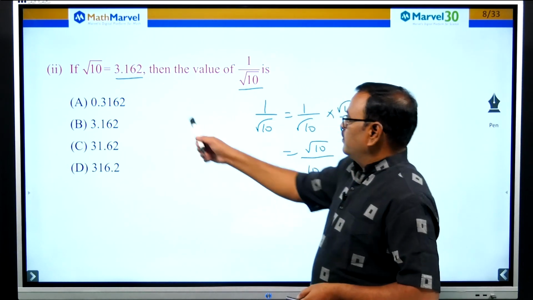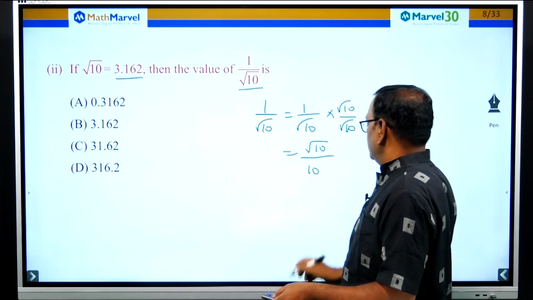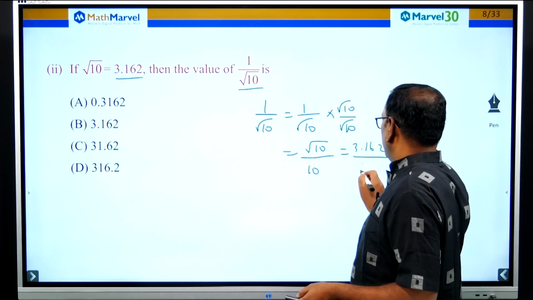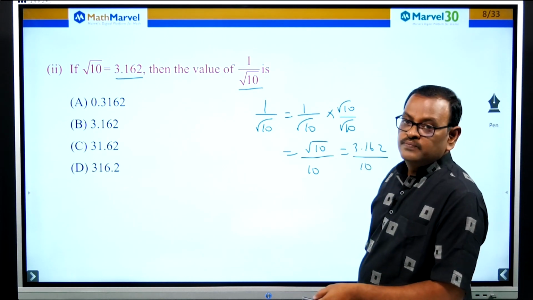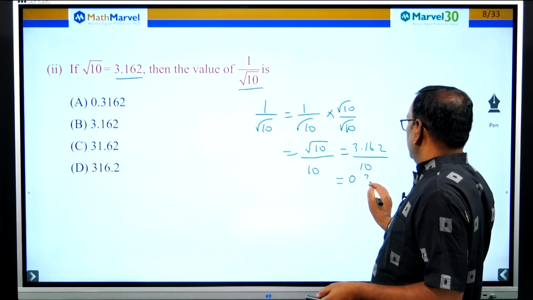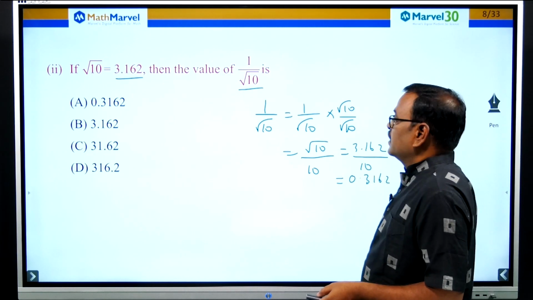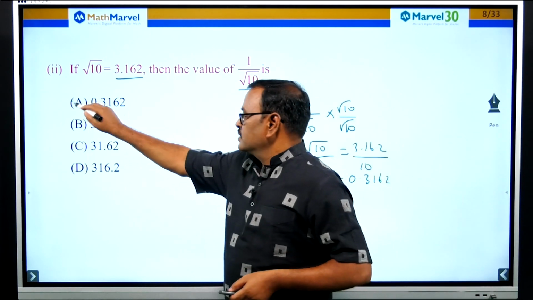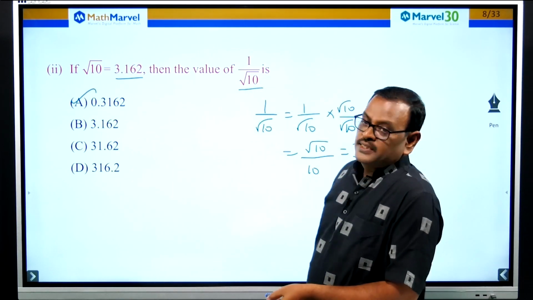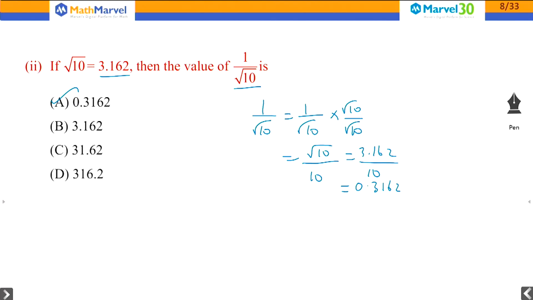Now, what is root 10? Root 10 equals 3.162, so 3.162 by 10. Now, what is the answer? The answer is 0.3162. This is a concept based on the rationalizing factor of a monomial. 0.3162 is the correct answer.